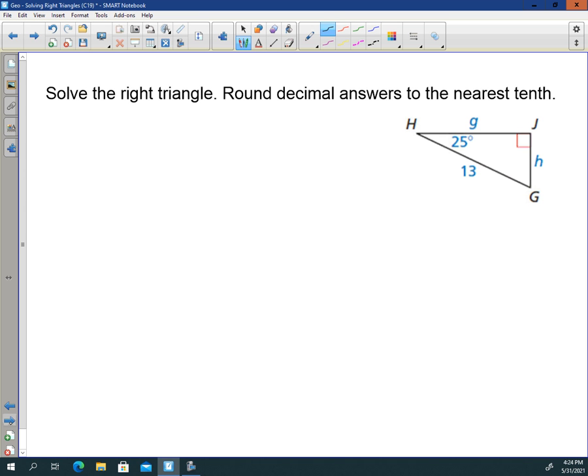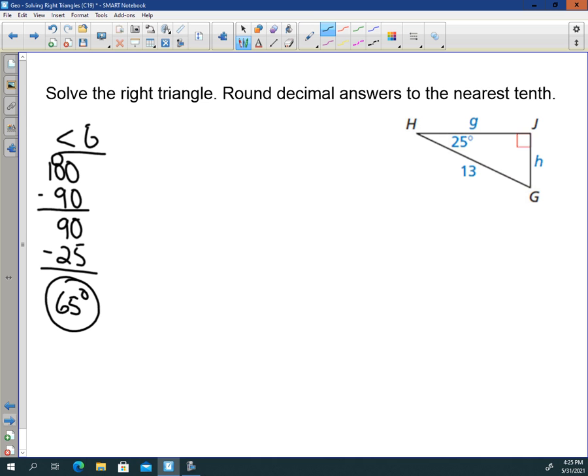Well, let's see. If you know 2 angles of any triangle, you know the third. So I'm going to start with angle G. And you can start anywhere, whatever you want to find. Angle G is going to be 180 minus 90 because there's a right angle in there, so that leaves 90 degrees. And then I've got to get rid of 25 degrees, and so 90 minus 25 is 65 degrees, and that is the measure of G. 65 degrees. And we're off and running.